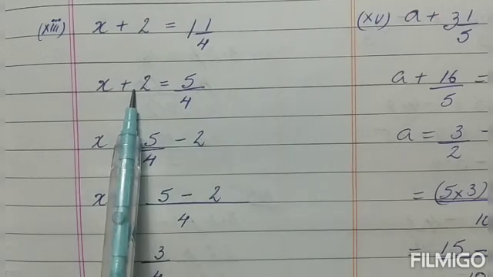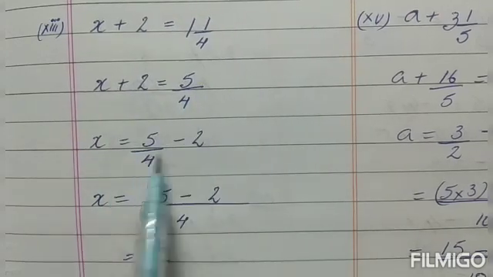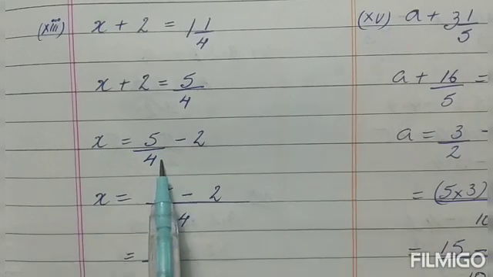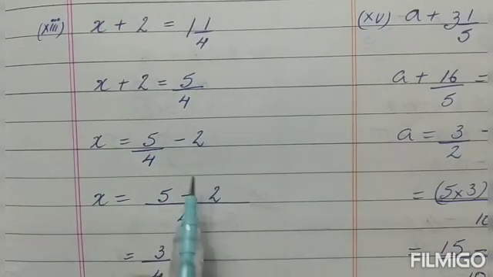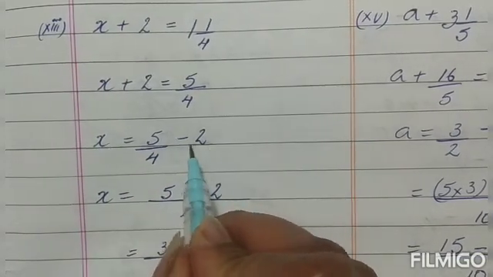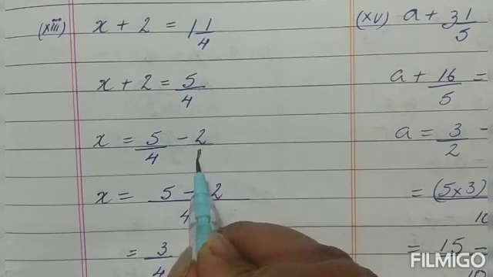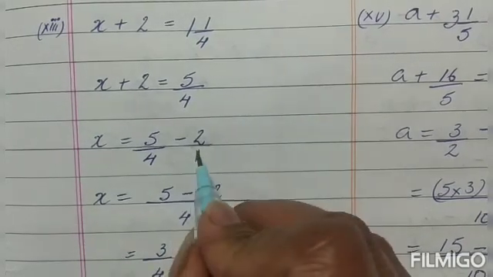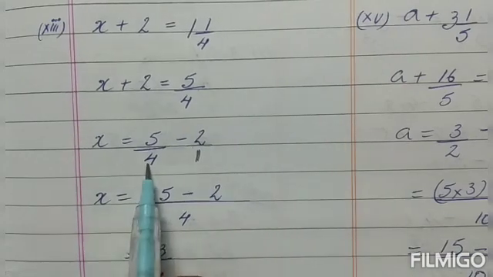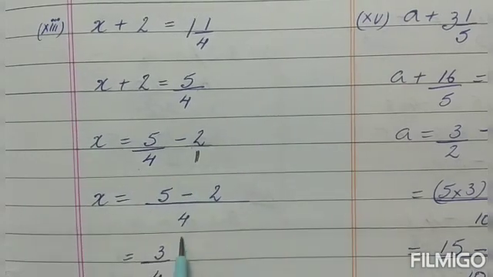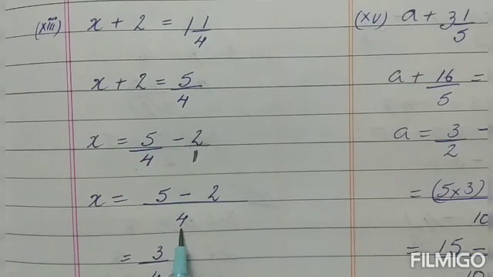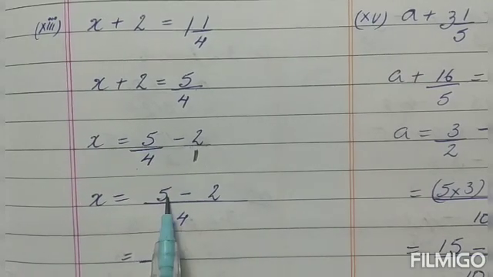Now this plus 2 will go on the other side as minus 2, children. Now this is a fraction and this is just a whole number, so you can make it a fraction by putting it over 1. Now the moment I put it over 1, children, what will happen? You're going to take the LCM of both the things, which is 4. Now 4 cuts 4 how many times? 1. 5 ones are 5.